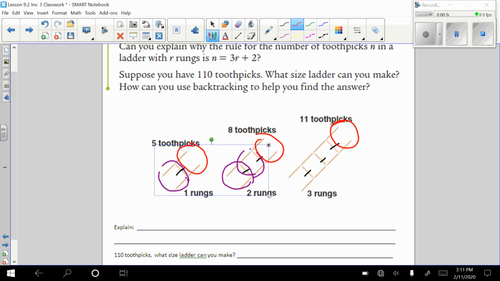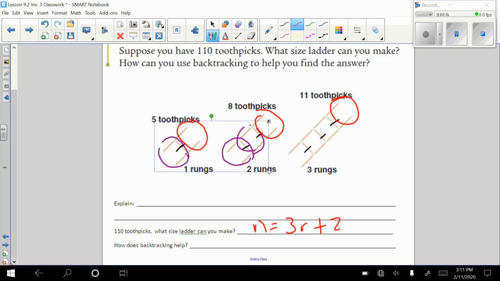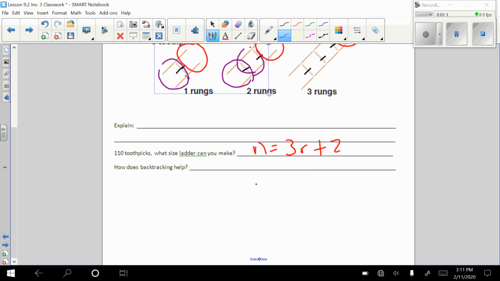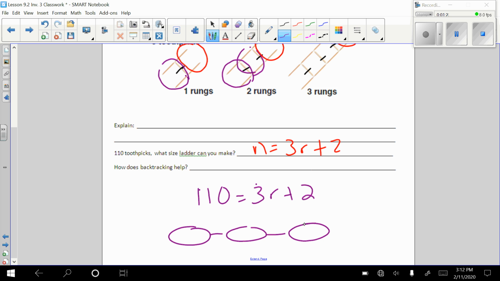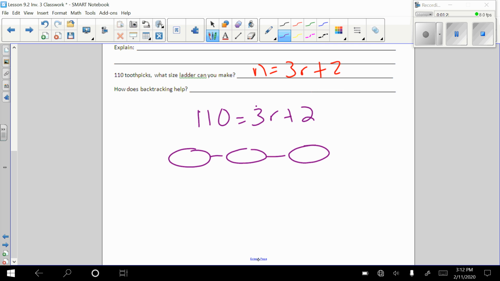Now, use that rule that they've given us to say, what would I do if I had 110 toothpicks? Well, the rule was n equals 3r plus 2. Now, use our substitution. Put in 110 for n. 110, that's the toothpicks, equals 3r plus 2. Use your backtracking to solve. Here we go. I have 3 circles because I have 3 numbers. Remember, we talked about that in class. Now, first thing I do is times 3. Then I add 2. That's what I'm doing to the variable.